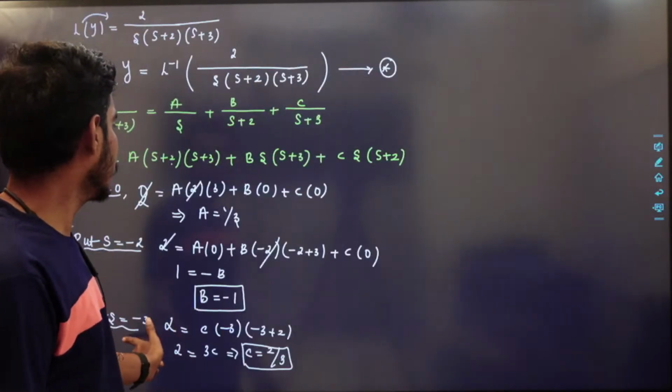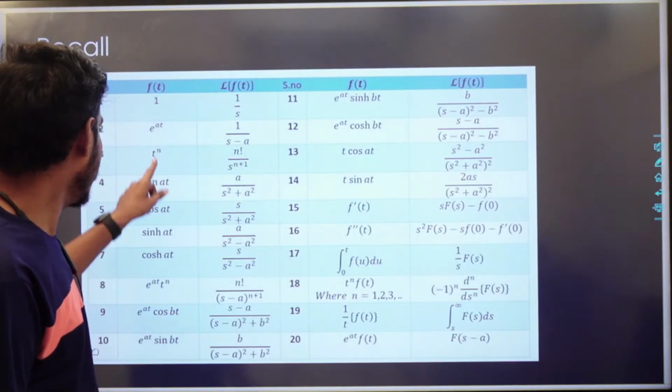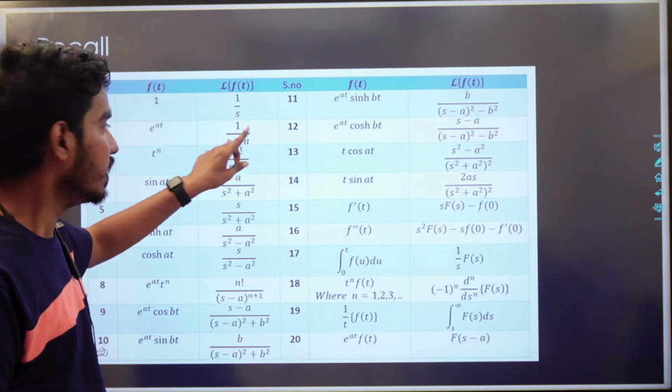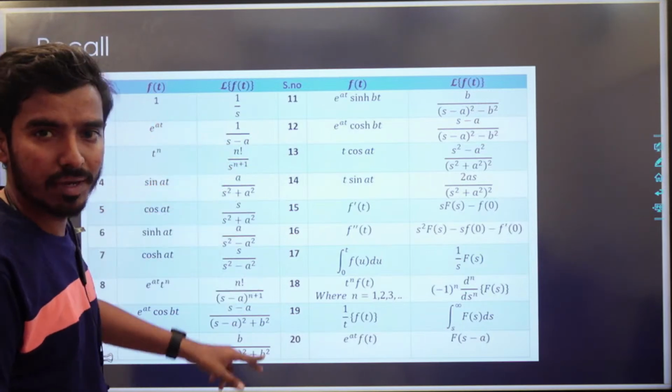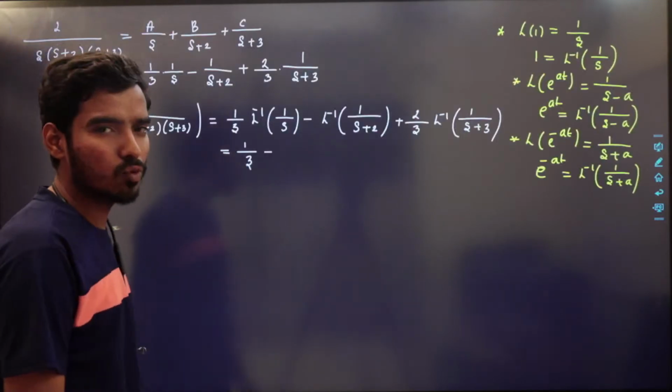I have also listed out all the formulas on this slide. You can see L of e power at is 1 by s minus a, and L of e power minus at is 1 by s plus a. If you go through that Laplace transform video, you will have more clarity.